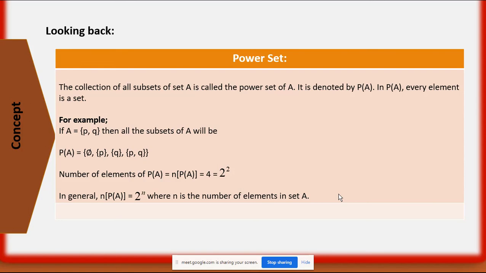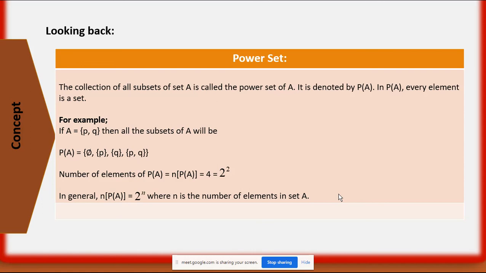Can you write in the chat box? The set P equals 1, 2 and 3. 3 elements are there. Then what is the possible number of subsets? Can you mention in the chat box? Work out and put your answer. Yes, Suyog, 8. That's correct.